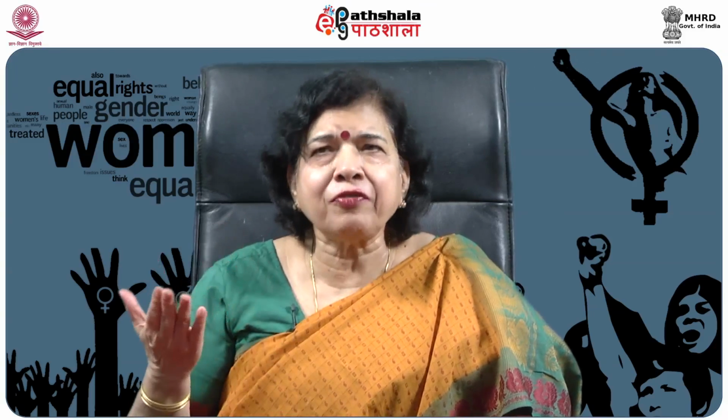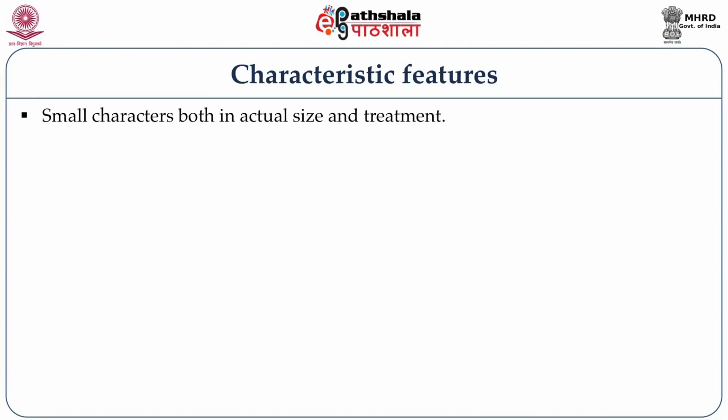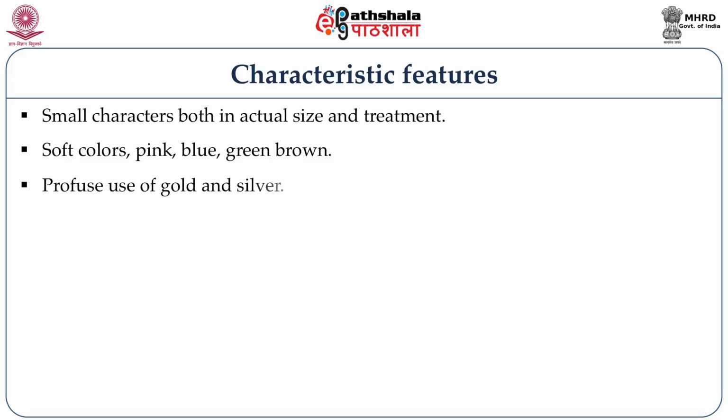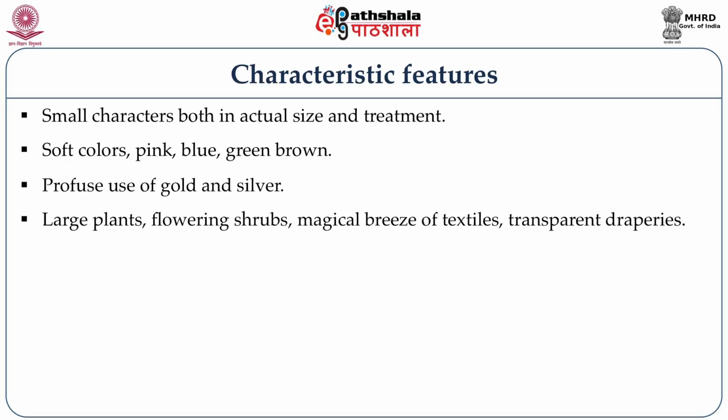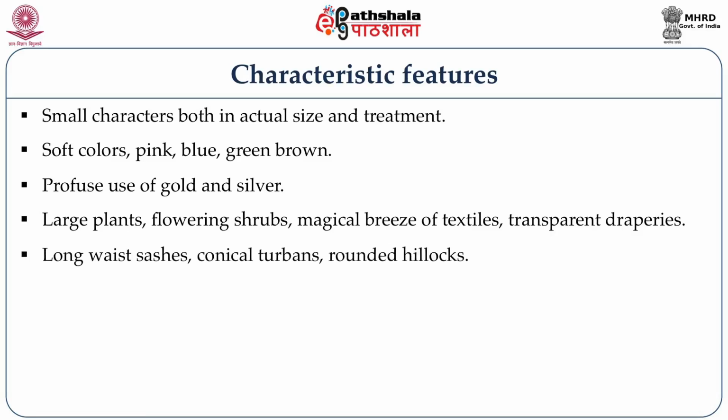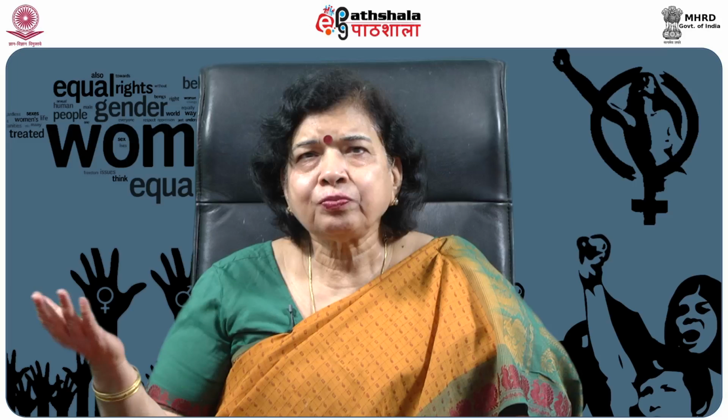Some of the important features of these miniature paintings are that they are very small in character, both in actual size and treatment. Very soft colors are used, like pink, blues, green, brown, and especially in the Deccan miniatures, you have profuse use of gold and silver. You have large plants, flowering shrubs, the whole magical breeze of textile. There are transparent draperies, the women wearing long waist sashes, the men with conical turbans. It also depicts the environment, the rounded hillocks.